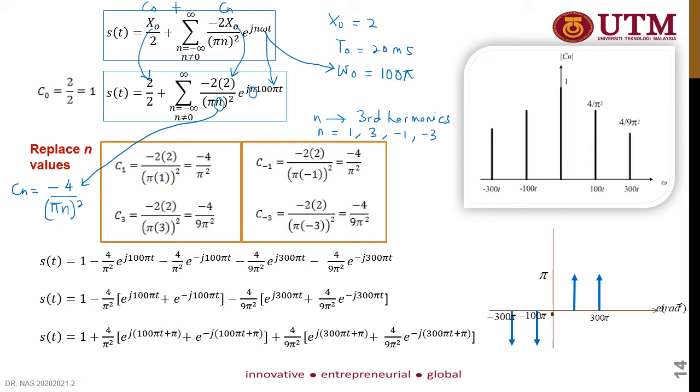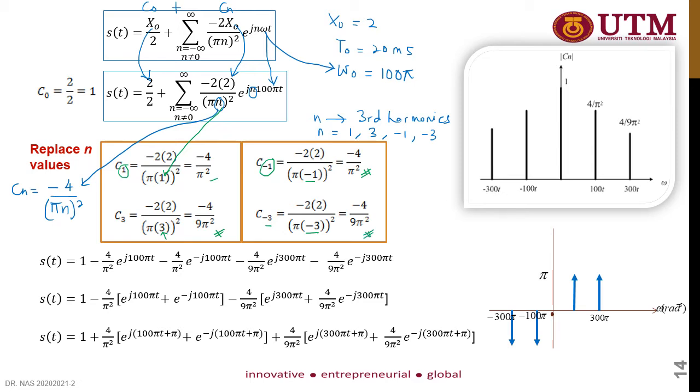So if n equal to +1, you replace the n with +1, so you get this equation. Then go for n equal to -1. When n is -1, you get this for C-1. Next, C+3, replace n with +3, so you get this equation. And for n equal to -3, replace n with -3, so you get this equation.